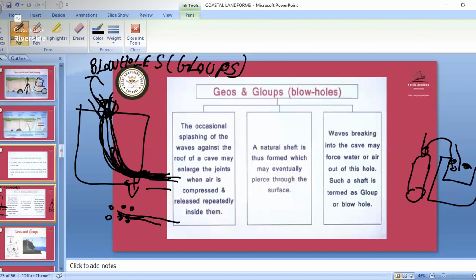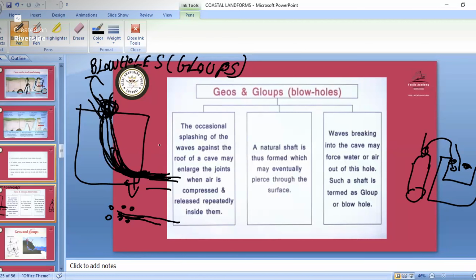So that particular sound, like a bloop sound, they will make. That particular part through which the water is coming in the coastal area is known as the blow holes or the gloops. So now this part is known as the gloops. Now we'll see what the geos are.